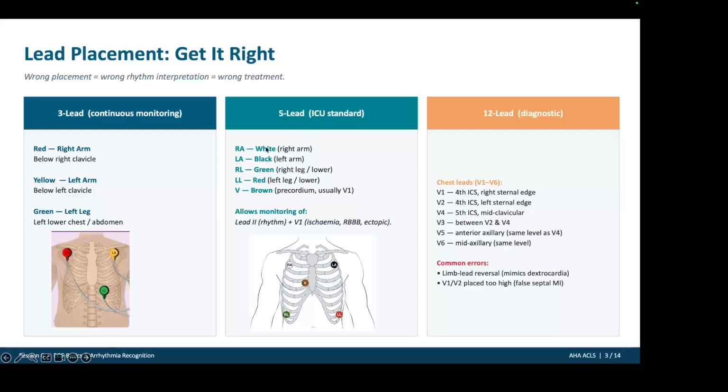And in the 5 lead system, the RA is white over the right arm, LA is black over the left arm aspect, green is the right leg, red is the left leg, and V is the brown chest lead. So this will show us lead 2 rhythm and V1 ischemia and RBBB/LBBB and ectopics as well. The 12 lead system, as we already discussed, is similar to the 12 lead ECG system.